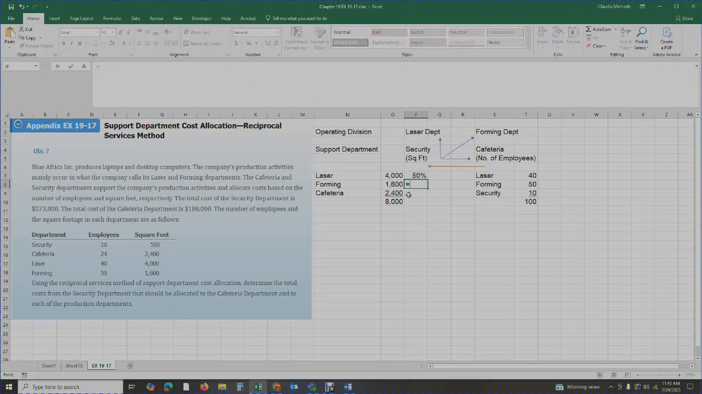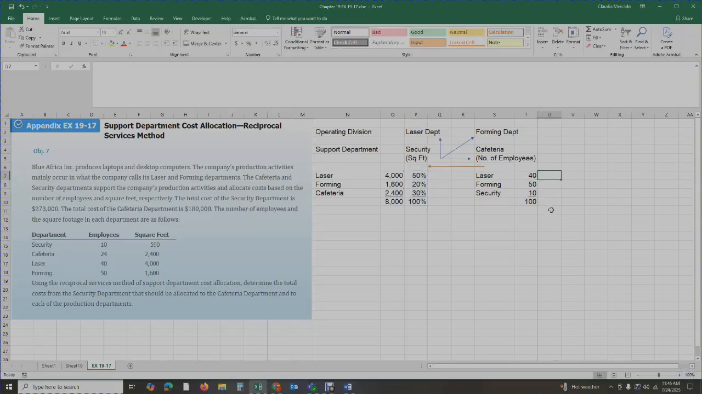I'm going to get my 1,600 divided by my 8,000. 20% is going to go to my forming department, and then 30% is going to go to my cafeteria. So that gives me 100%.